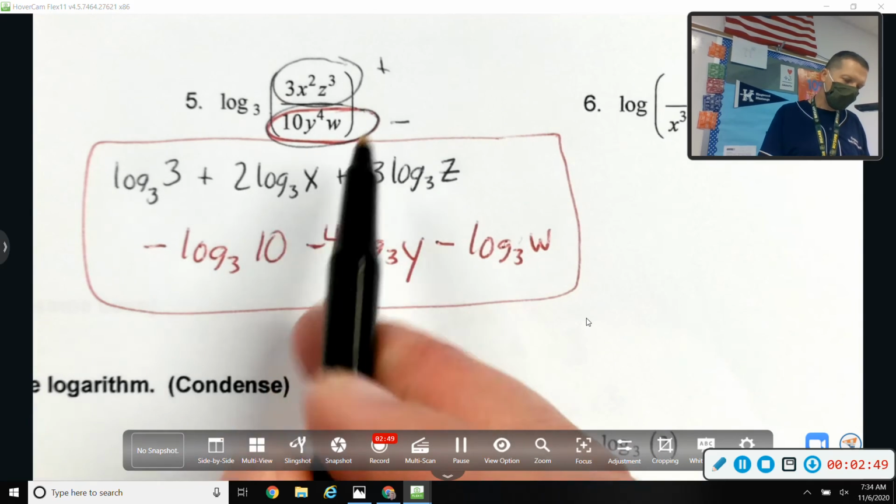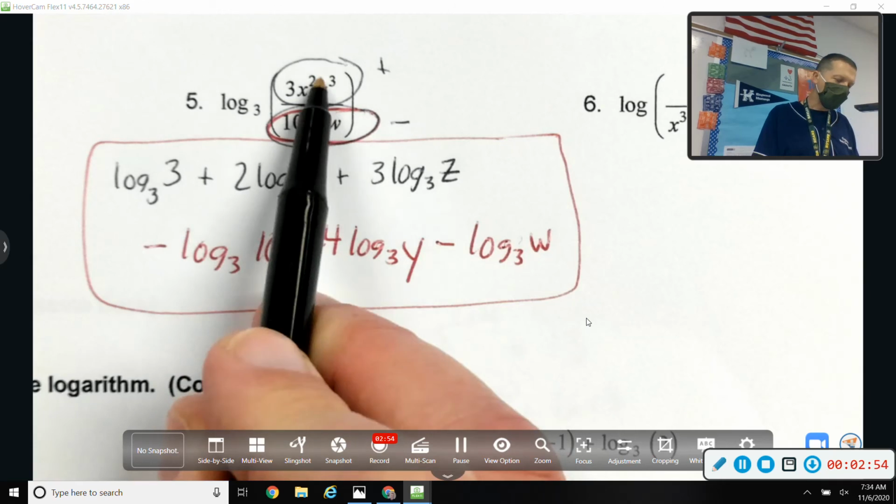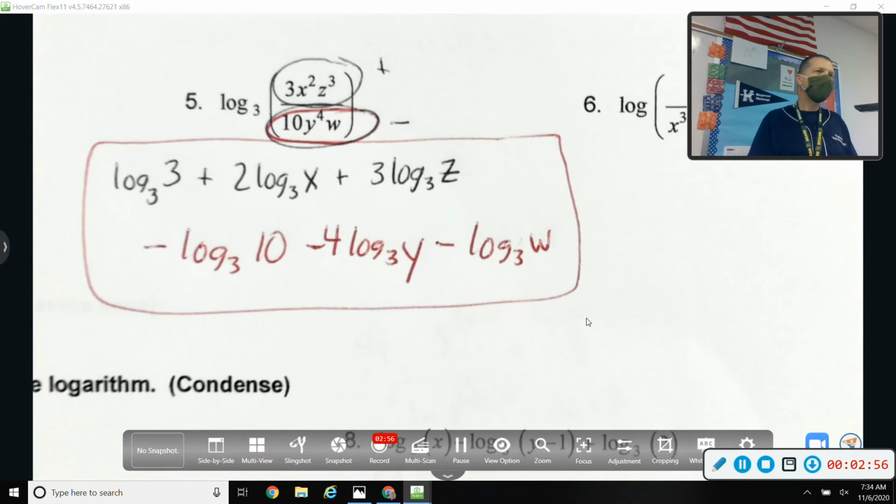Anything multiplied in the argument ends up being added as separate logs. Anything divided in the argument ends up being subtracted as separate logs. And then, of course, the exponents come down front.